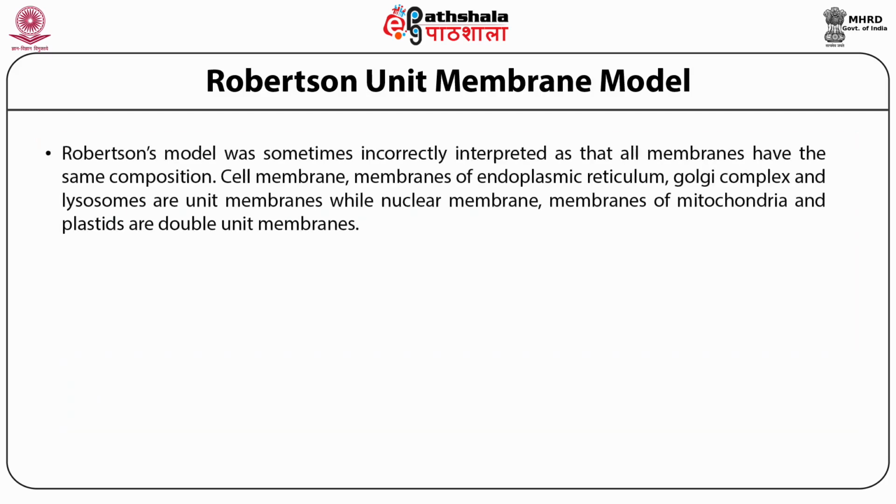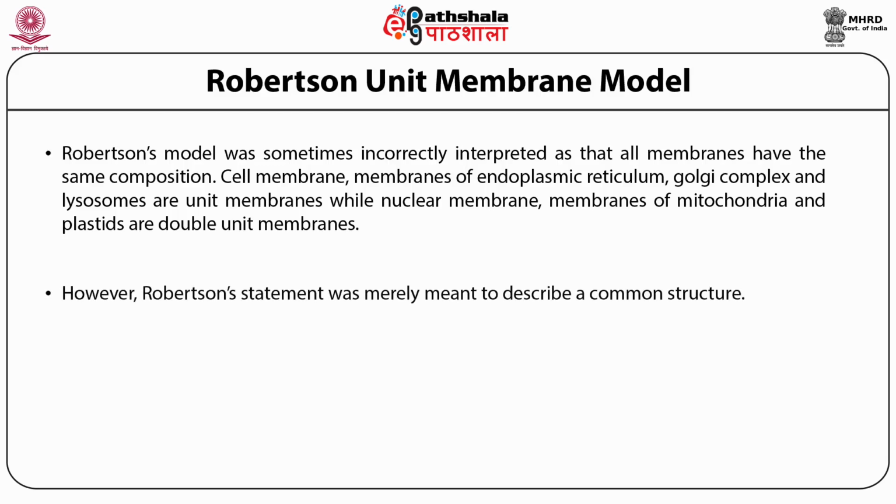Robertson model was sometimes incorrectly interpreted as that all membranes have the same composition. Cell membrane, membranes of endoplasmic reticulum, Golgi complex and lysosomes are unit membranes, while nuclear membrane, membranes of mitochondria and plastids are double unit membranes. However, Robertson's statement was merely meant to describe a common structure.